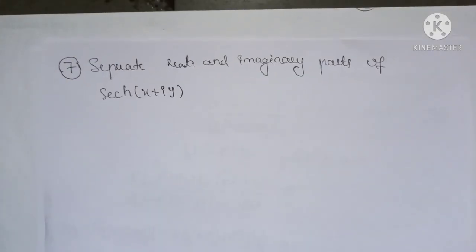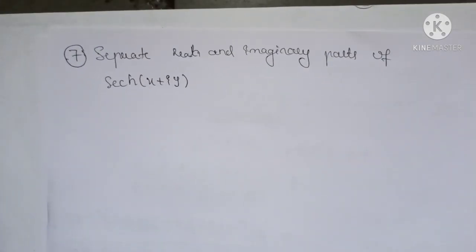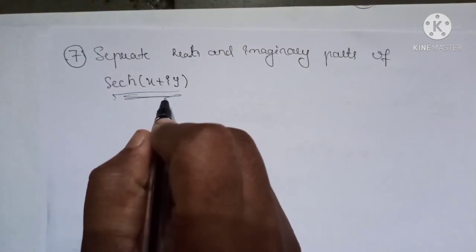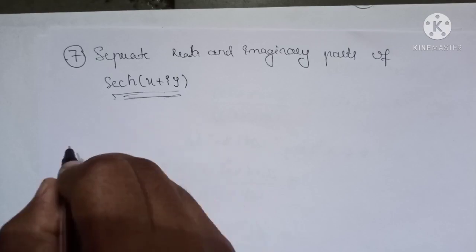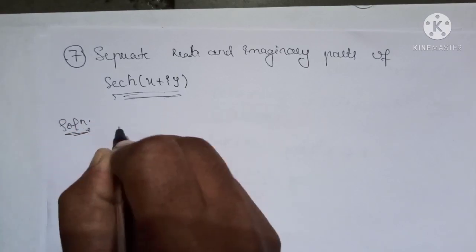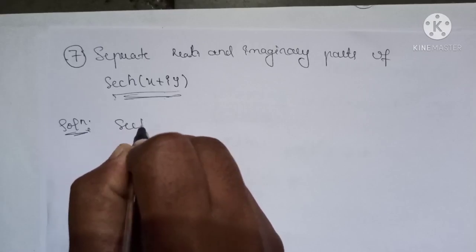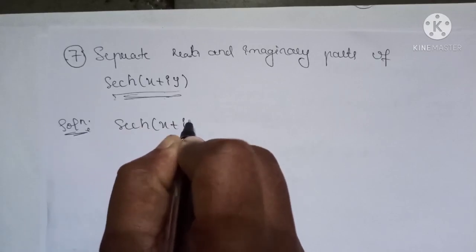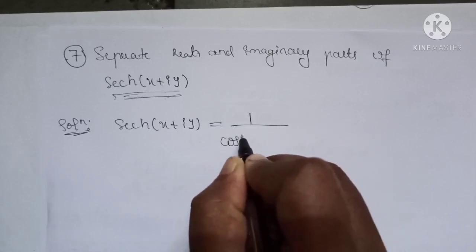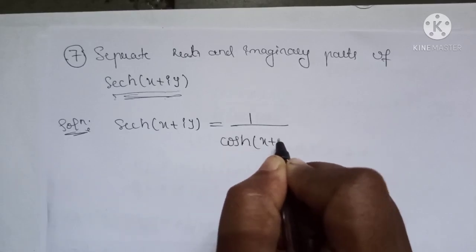Next problem. Separate real and imaginary part of sech(x + iy). So here the given function is sech(x + iy). Therefore, we can write this sech of x plus iy as the reciprocal of cosh of x plus iy.